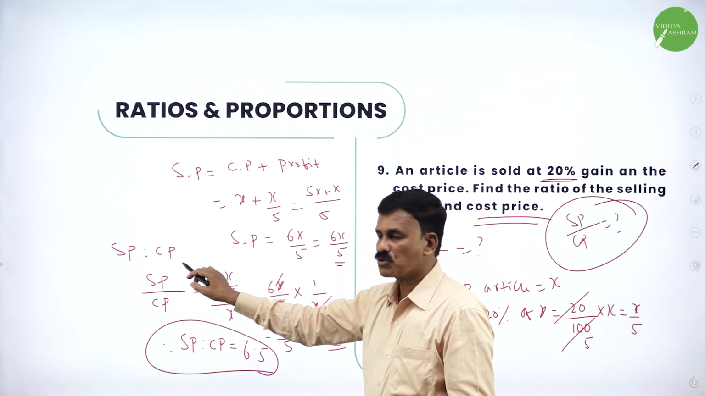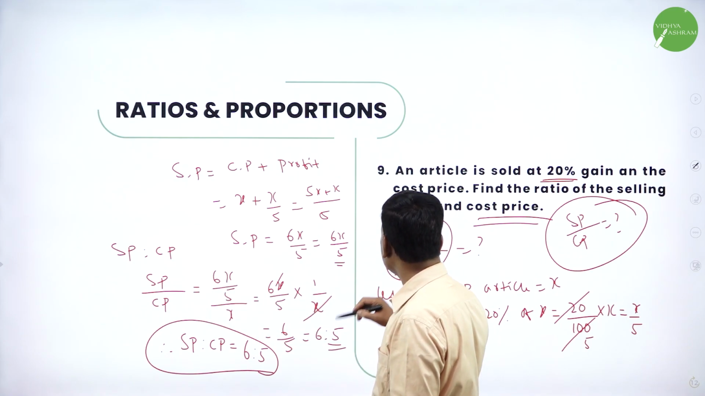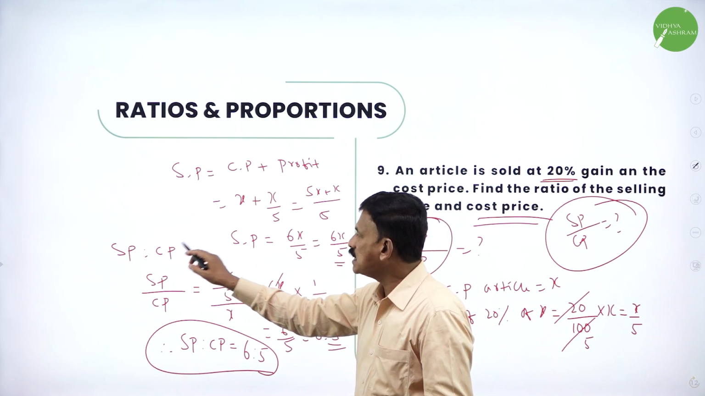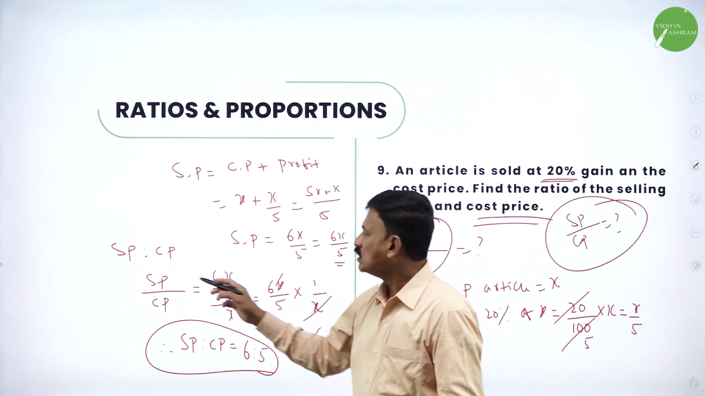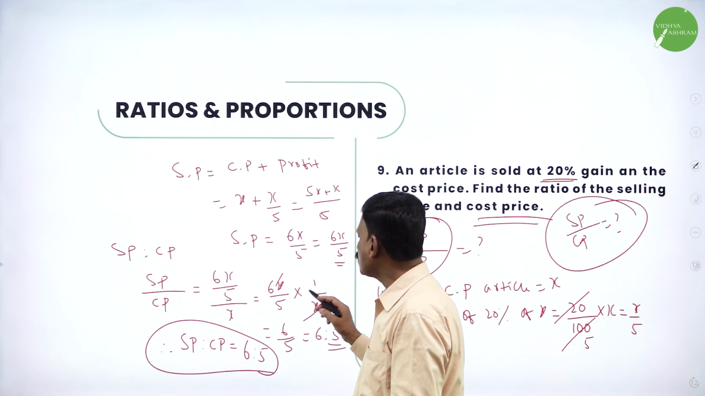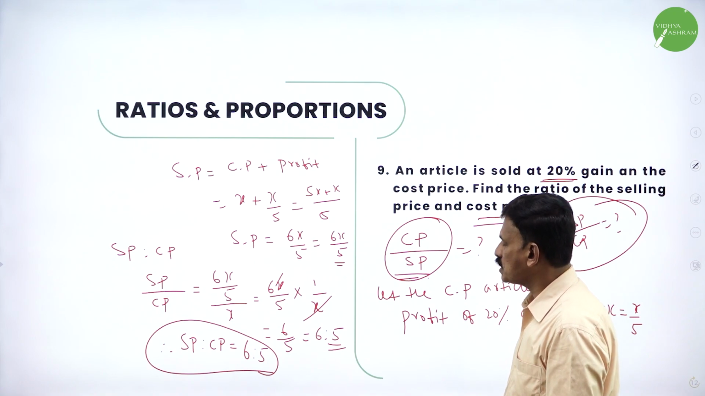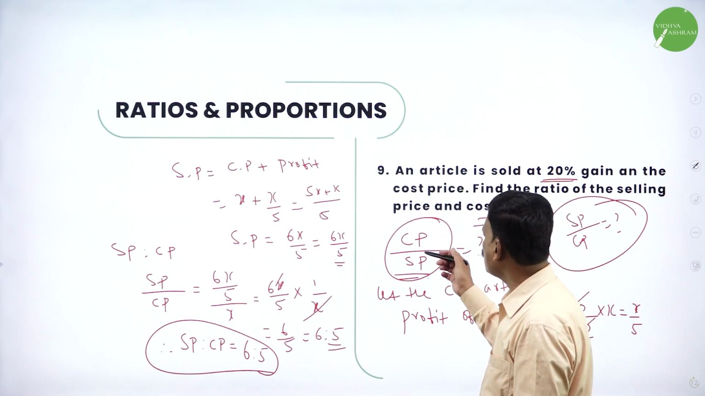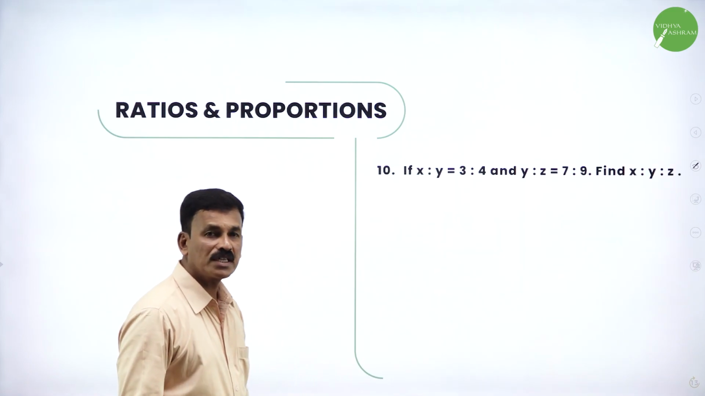So selling price is to cost price is nothing but SP by CP. Suppose if they ask CP by SP, then use cost price by selling price. Here what is to find is selling price is to cost price. Selling price is to cost price to be determined. So SP by CP is equal to 6x by 5 divided by X. So that's equal to 6 by 5. So the ratio of SP is to CP, selling price is to cost price, is 6:5. Suppose if they ask CP by SP, just use CP by SP. That's it. Now, let's move on to the next problem.